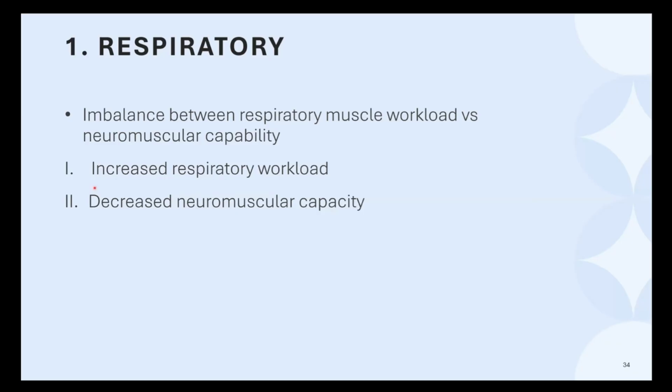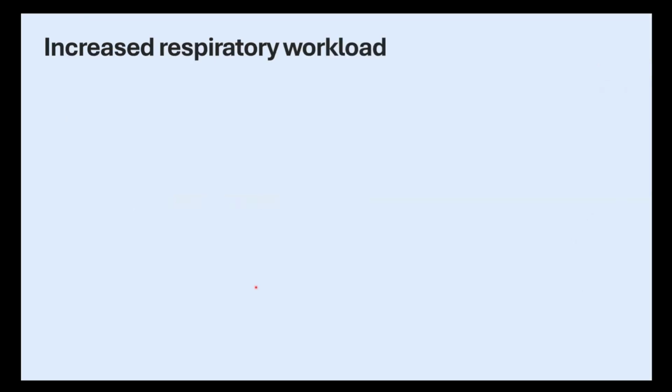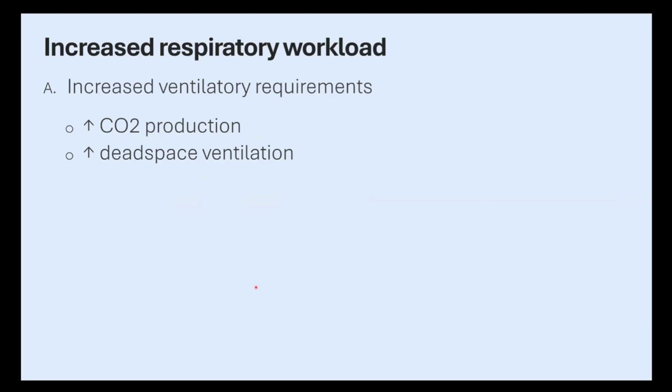When we look into the details of the respiratory causes of failure to wean, they describe it as an imbalance of respiratory muscle workload. So the demand is there, but the patient's neuromuscular capability cannot respond to the demand. There are two factors to that: whatever causes increased respiratory workload, and whatever causes a decrease in their neuromuscular capability to respond to the demand. Increased workload can be from increased ventilatory requirements.